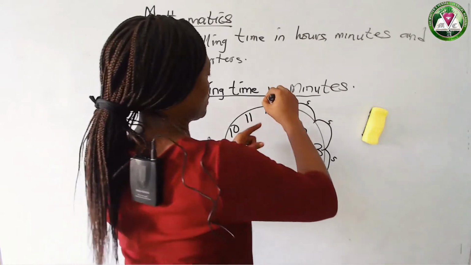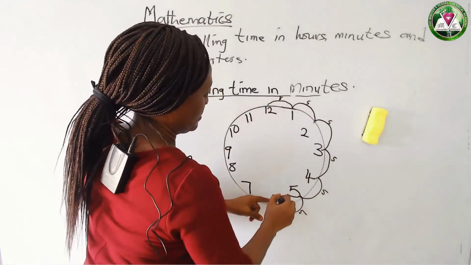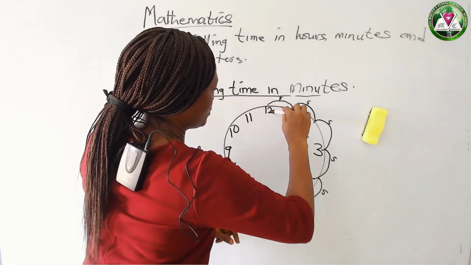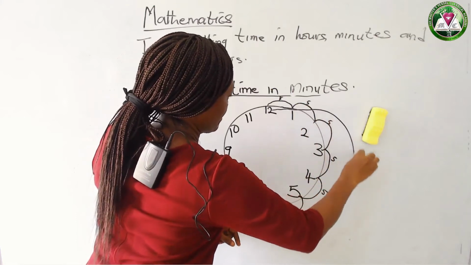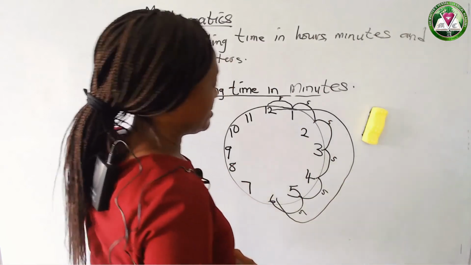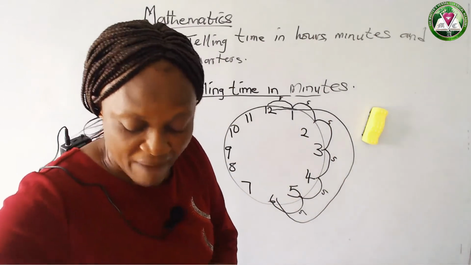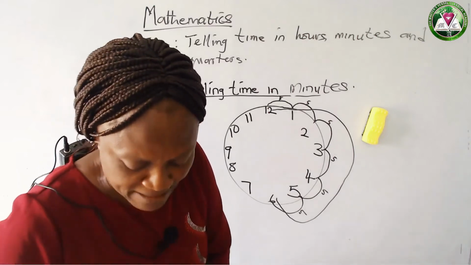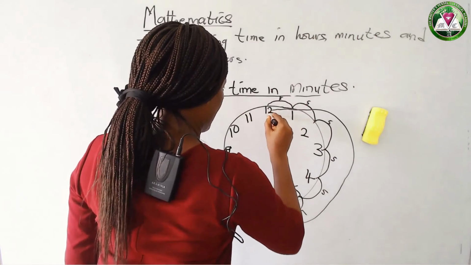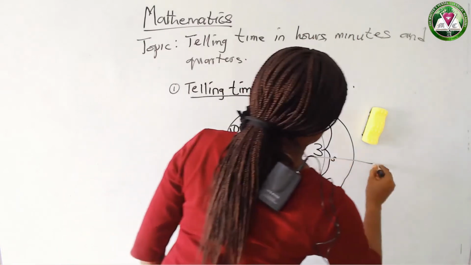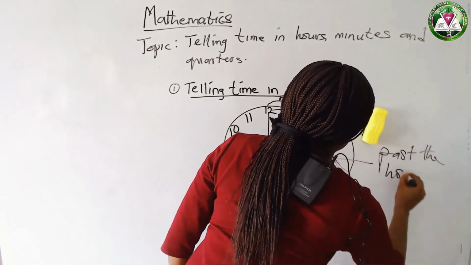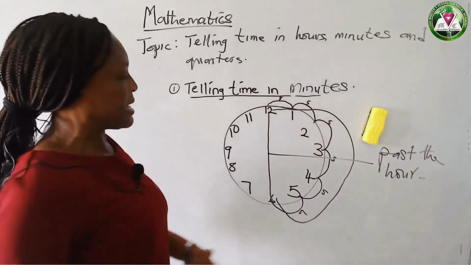So from this 12 to 6 o'clock, from this side, we call it past or after. We call it past the hour. So from this side now, from this 12, from here to here, we call it past the hour.